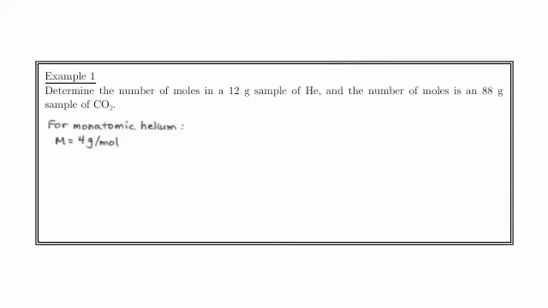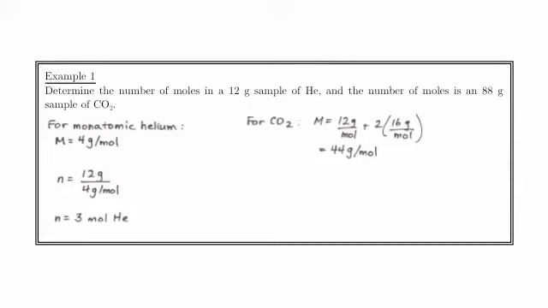From the periodic table, we find that the molar mass of helium is about 4 grams per mole. And so now we can use our equation, n equals mass over molar mass, and we will divide the 12-gram sample by 4 grams per mole, and lo and behold, we find that, hey, a 12-gram sample of helium is 3 moles.